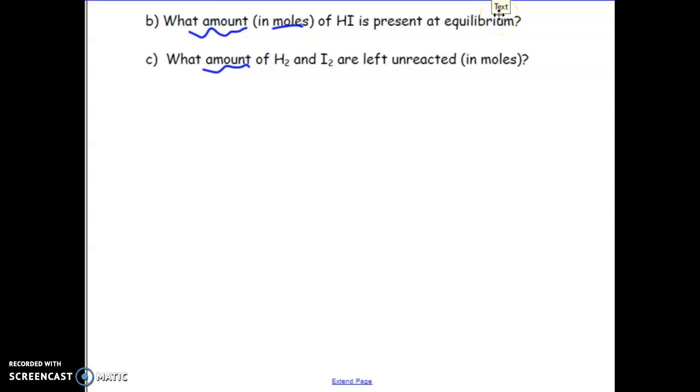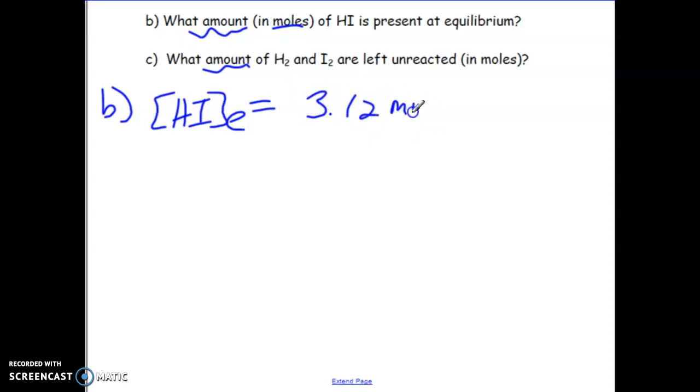Okay, so in order to determine the amount of moles at equilibrium, of course we have to use the concentration that's at equilibrium. So for part B, let's take a look here. For part B, the concentration of HI at equilibrium that we solved for in the last section, part A, was 3.12 moles per liter.